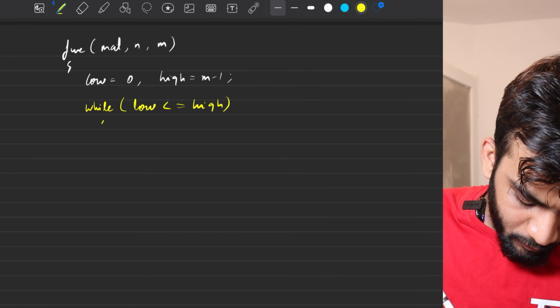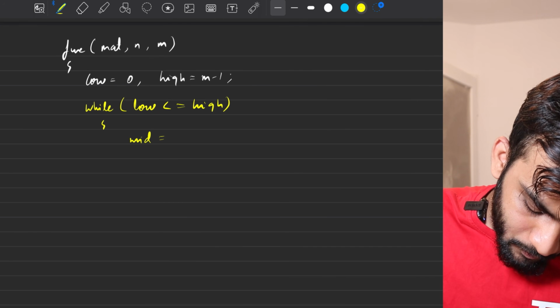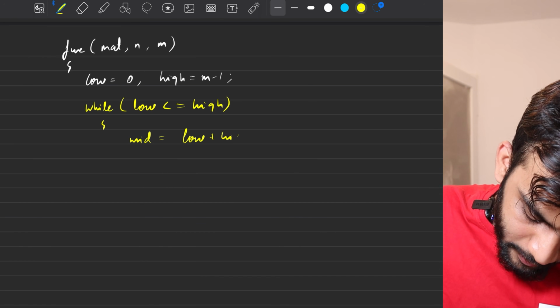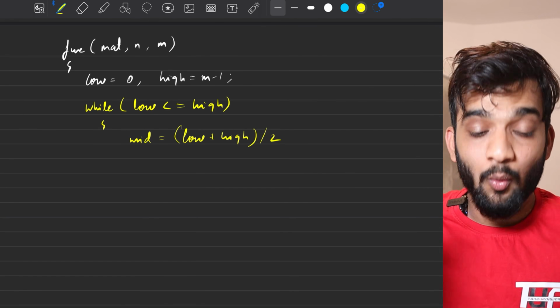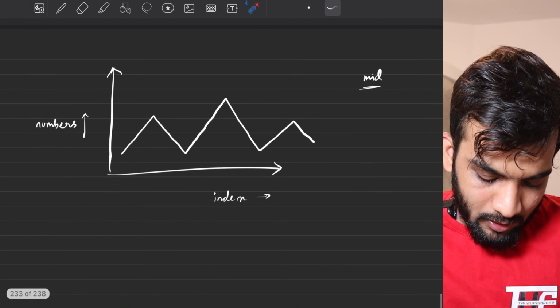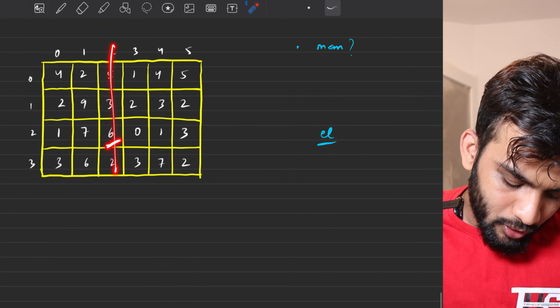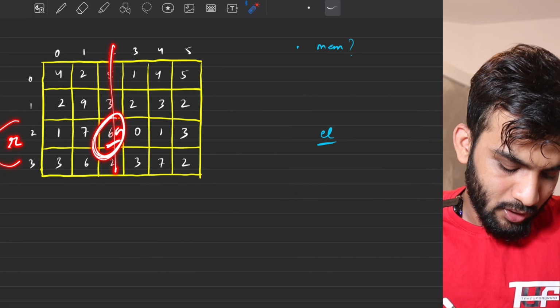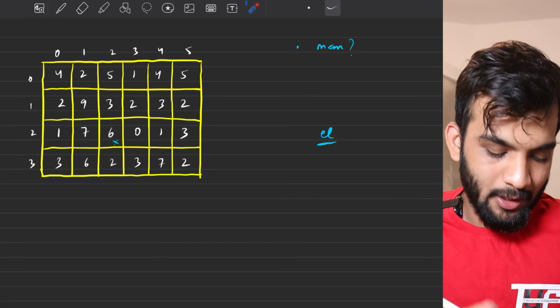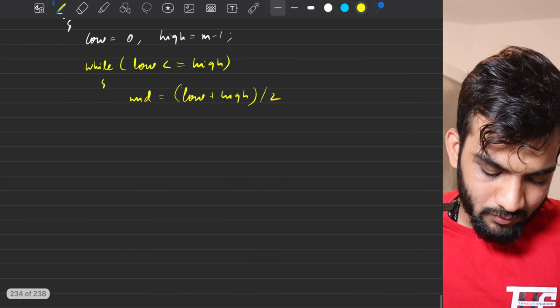Correct? What will I do? At the first time, I'll do low plus high by 2 to get the mid column. Can I say this will be the mid column? Now, what am I doing? I'm trying to figure out at which row my max element is. Figure out that row now.